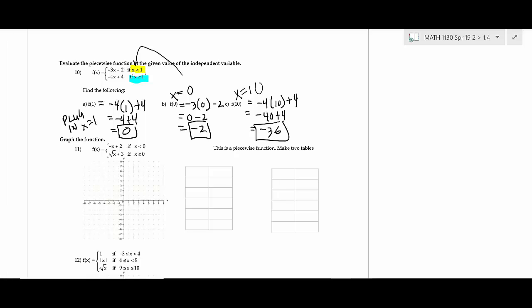Is there any question about that? Yeah. Is there going to be a situation where you can actually plug into both inequalities?